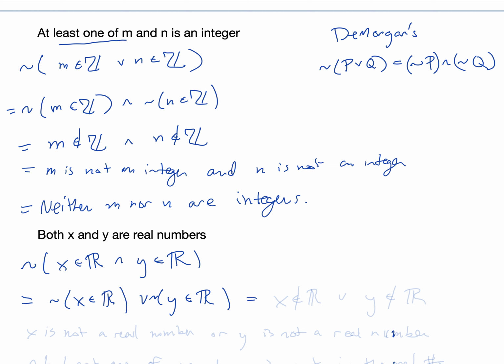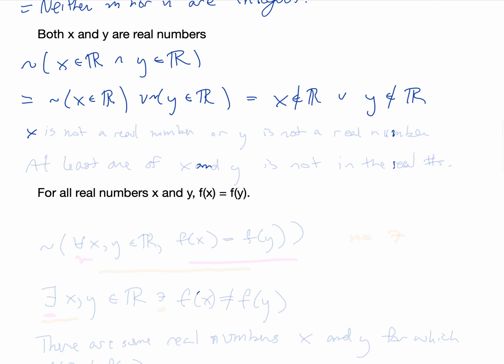And so that's equivalent to x is not a real number, or y is not a real number. And if we wanted to write that in words, x is not a real number, or y is not a real number. We could also write that as at least one of x and y is not in the real numbers.